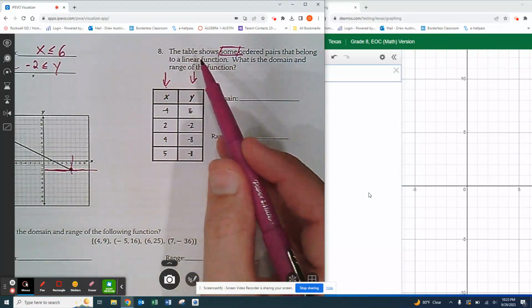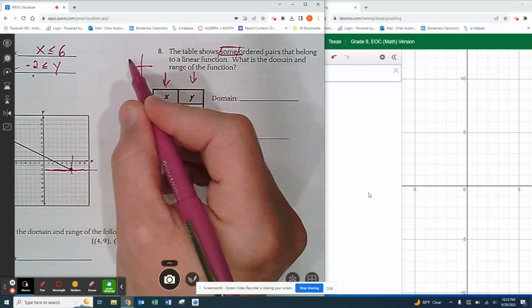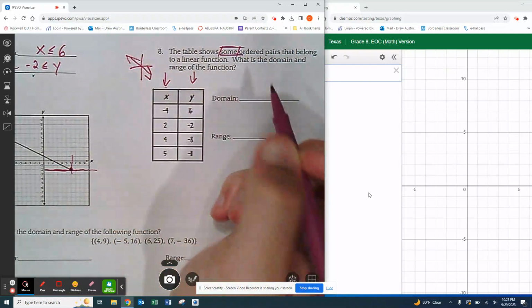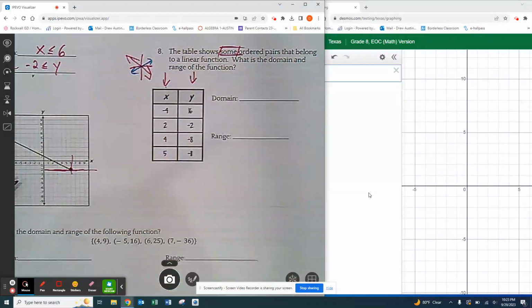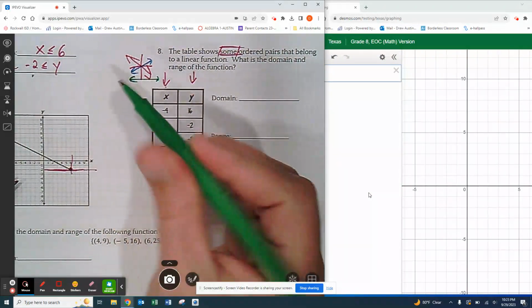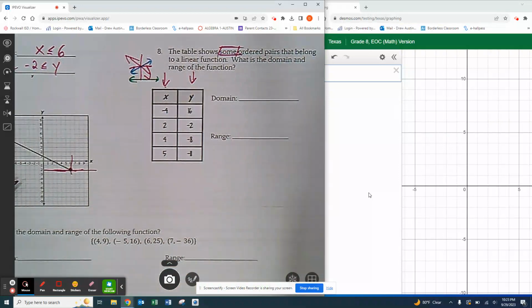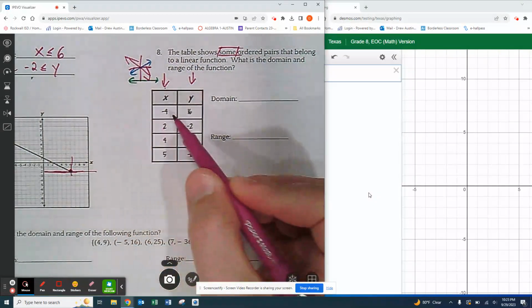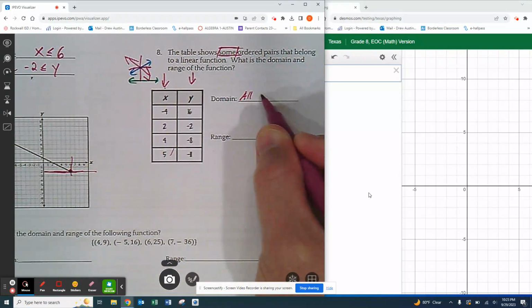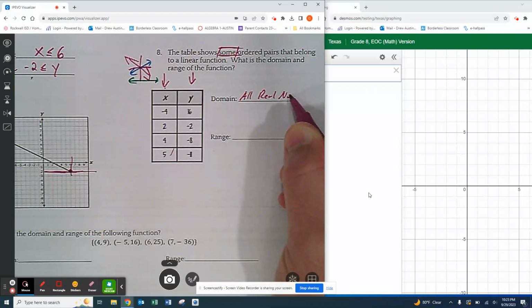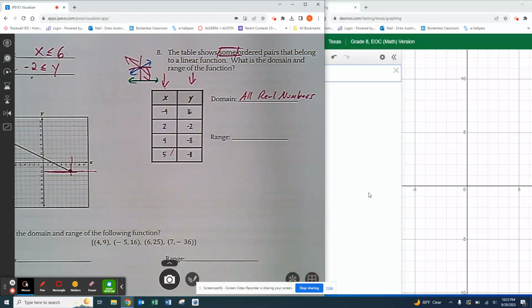Well, if this is a linear function, it's just a line. That's it. It could go that way. It could go that way. It could be horizontal. It doesn't matter. It's just a line. So if it's just a line, then I know my domain is all real numbers. It's not saying even values, it's not saying odd values, it's not saying whole numbers, it's saying all.